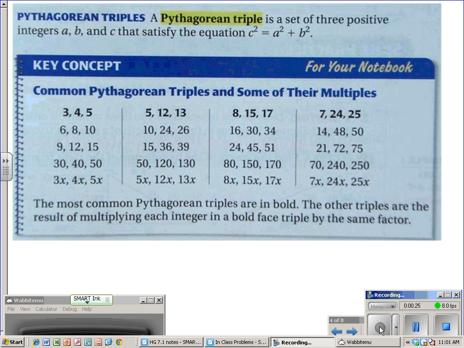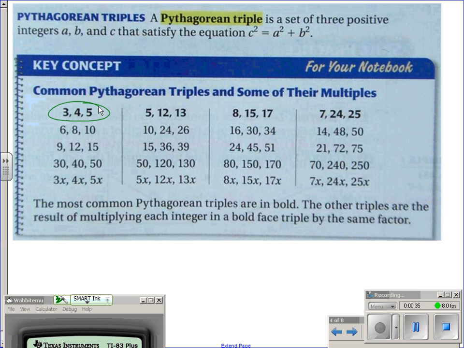Pythagorean triple: a set of three positive integers, meaning no decimals, a, b, and c, that satisfy the Pythagorean theorem. The most basic and most common one is the 3, 4, 5. You plug these numbers into the Pythagorean theorem and it will work, meaning it will become equal. Now, in a right triangle, the hypotenuse will always be the longest side.